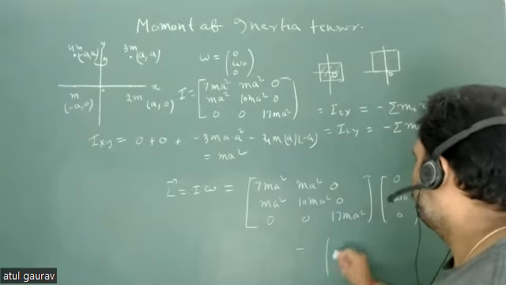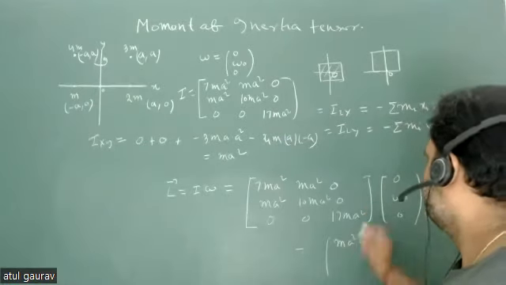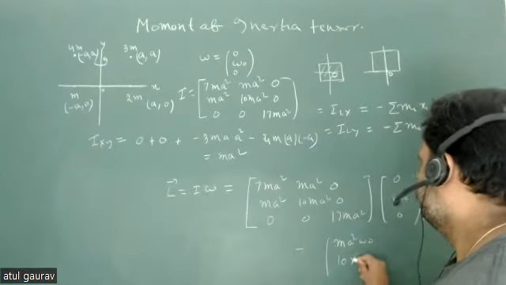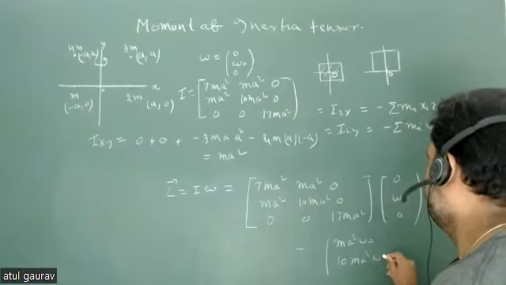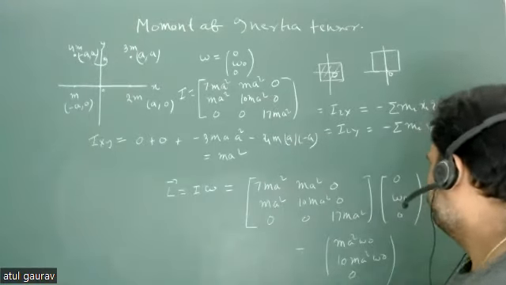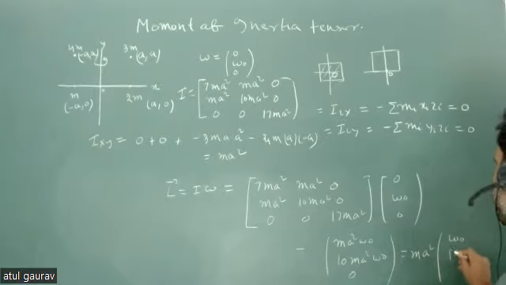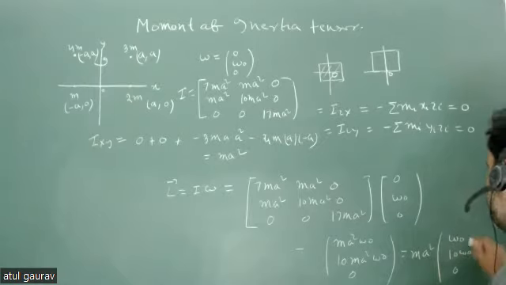The first term is what? ma square omega naught. Second term is 10 ma square omega naught. What about the third one? 0. So I can write this as, you can take ma square outside. You have omega naught, 10 omega naught, 0.